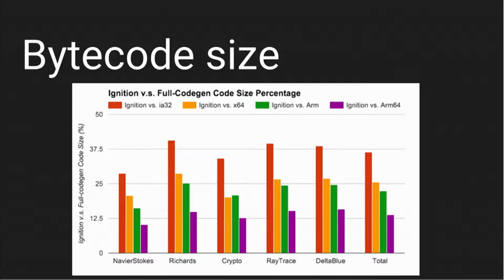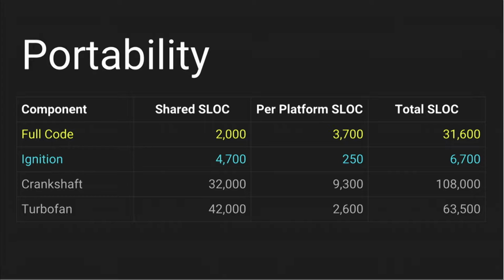We are very portable, so this chart quickly shows how much shared code we have per platform. We have 250 lines of platform-specific code versus 3,500 for full CodeGen, which is the thing that we're kind of competing with. And our shared size will grow, but we're doing pretty well for the time being.